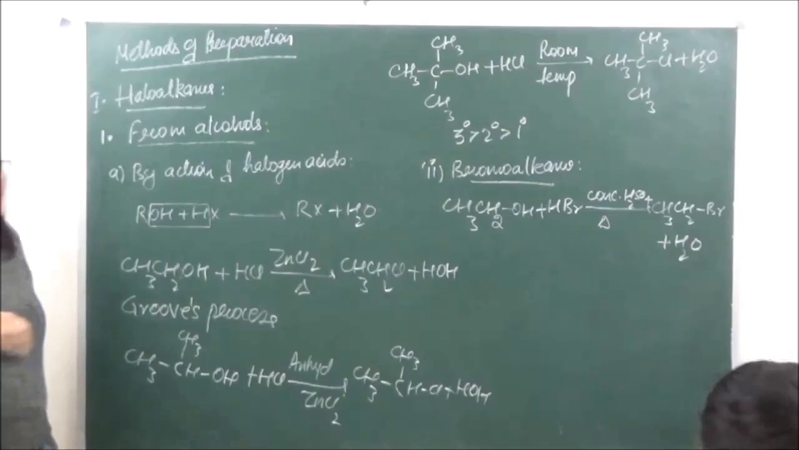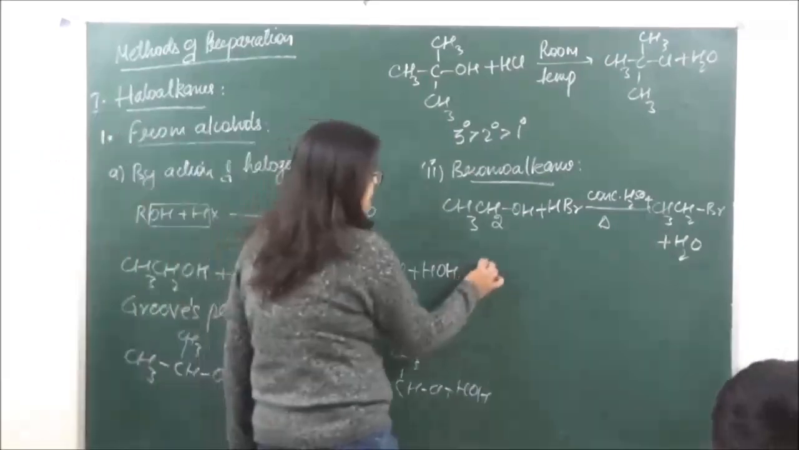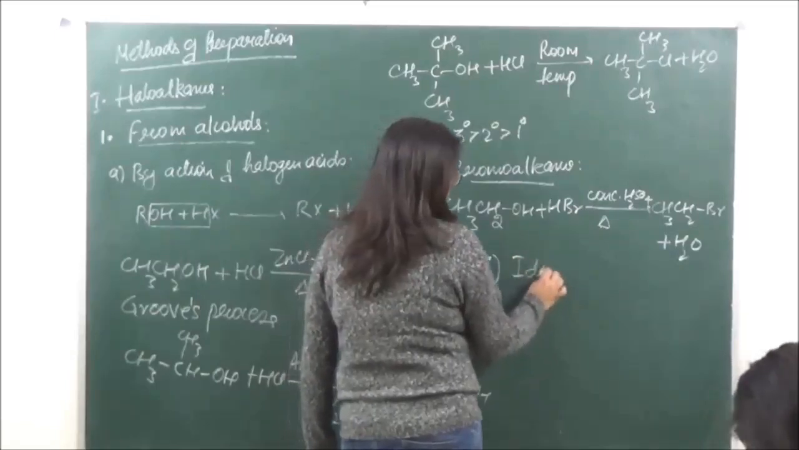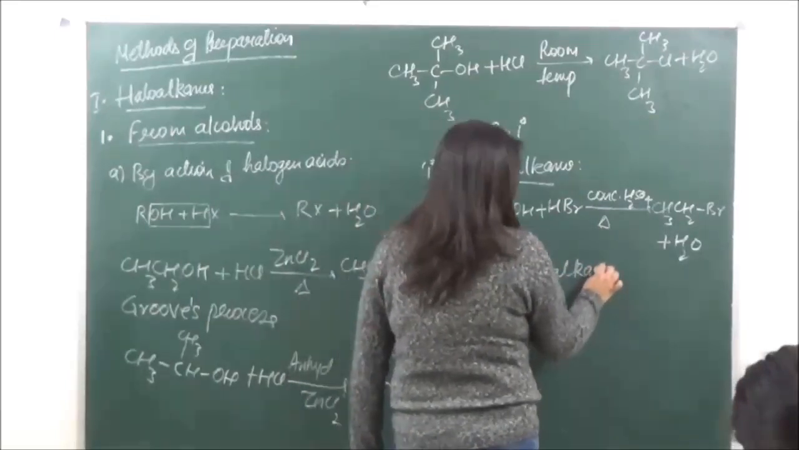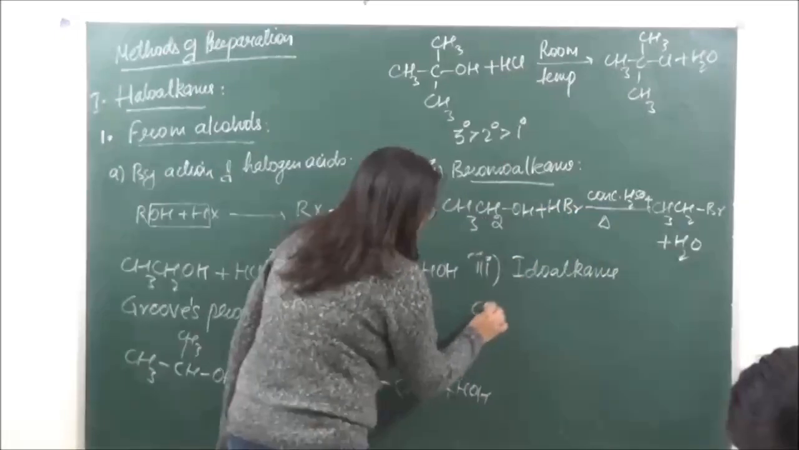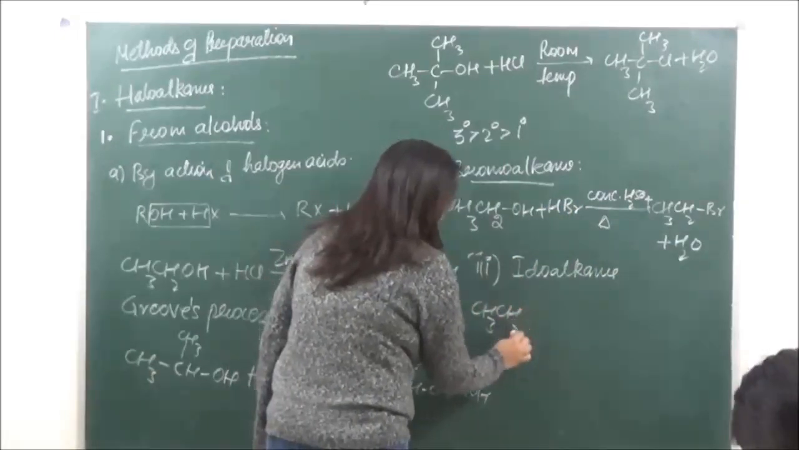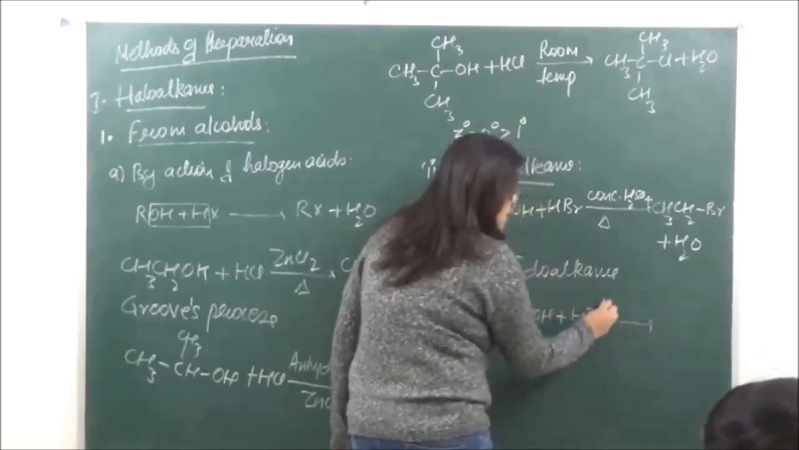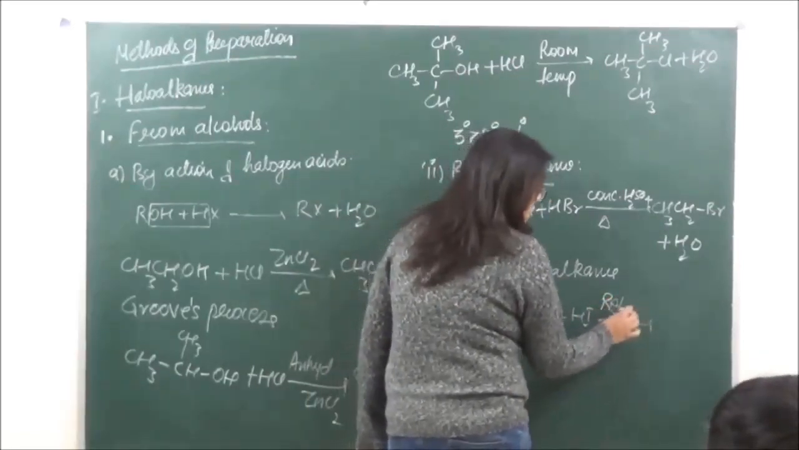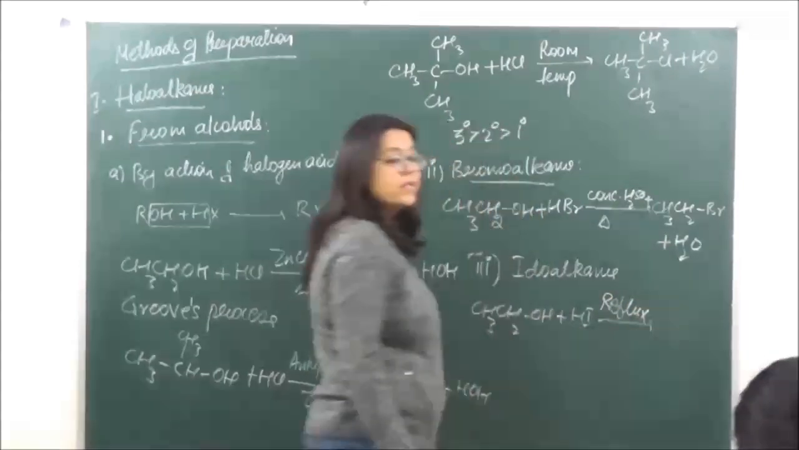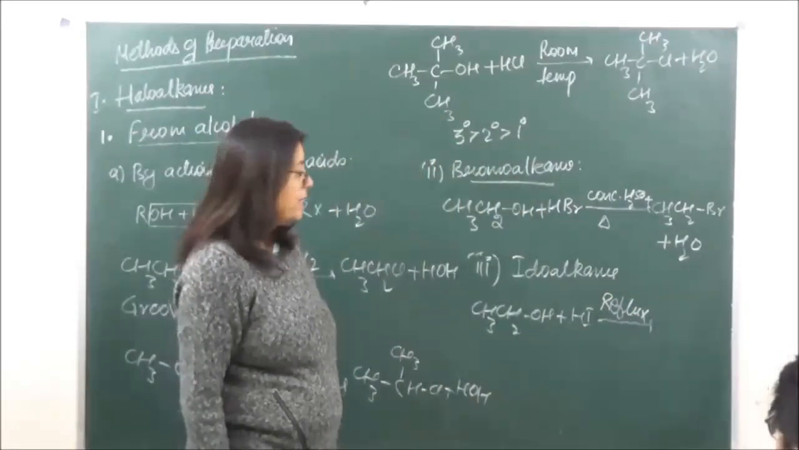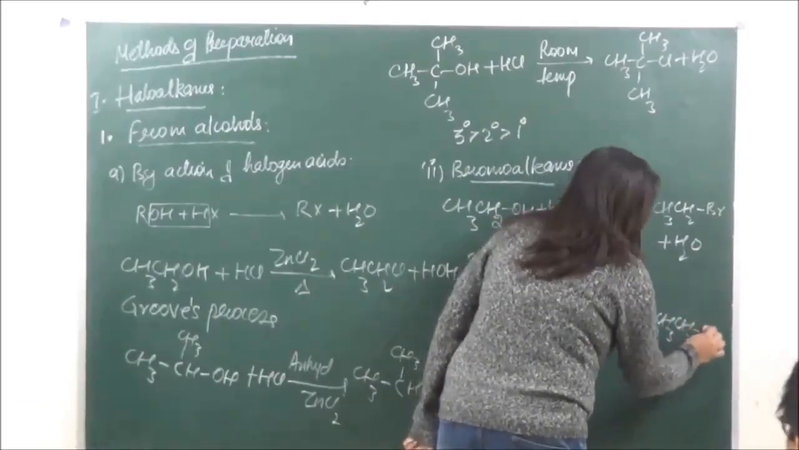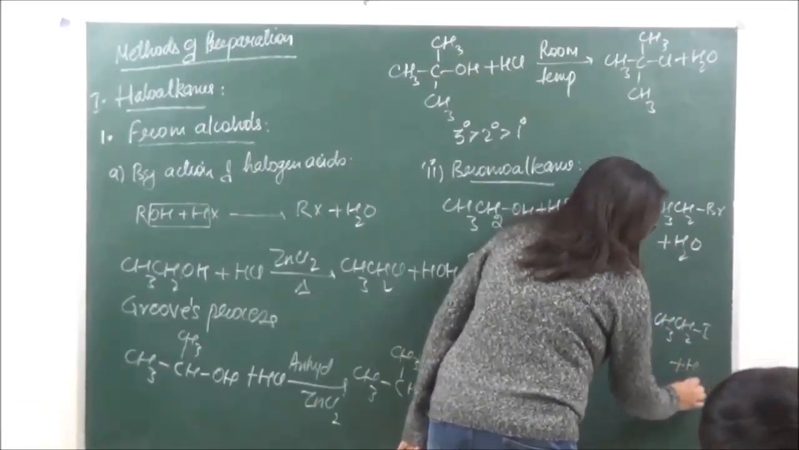Okay? And finally, how will we prepare the iodoalkanes? Iodoalkanes can be prepared by reacting the alcohol with HI and just simply refluxing. We do not need any reagent in this case, right? So when we reflux it, we are going to get CH3CH2I plus water.